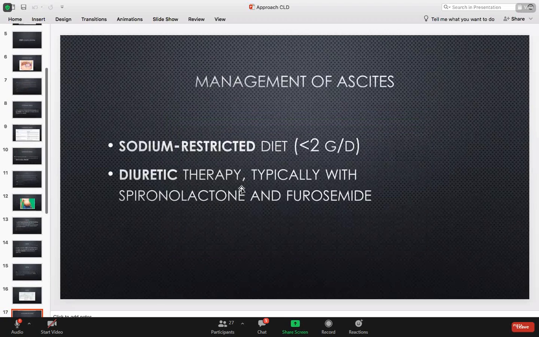Okay, how to manage the ascites? Generally speaking, we restrict their sodium to less than 2 grams per day. We give them diuretics, typically a combination of spironolactone and furosemide.